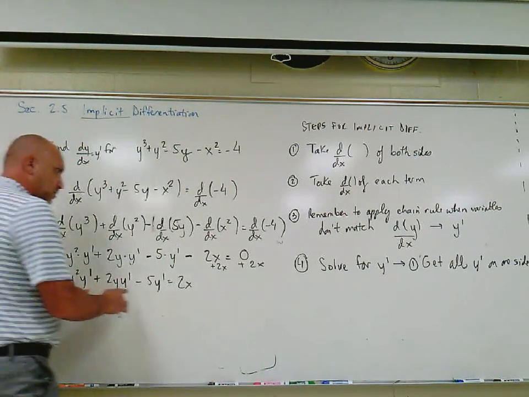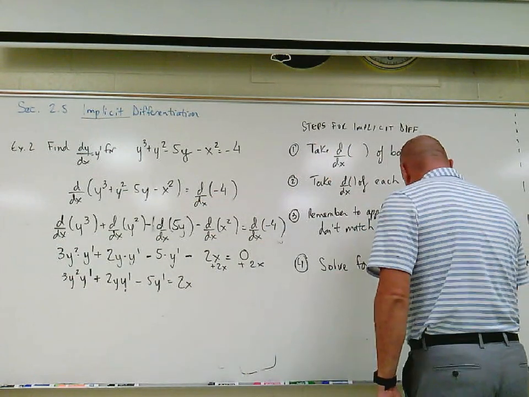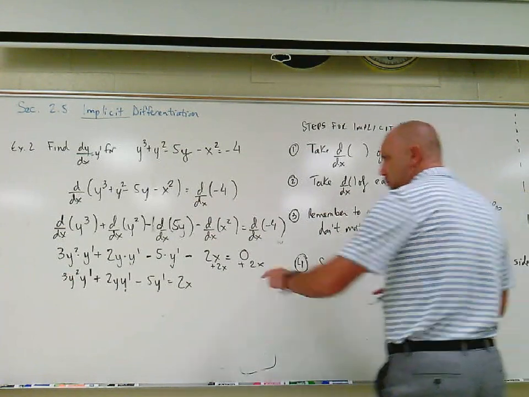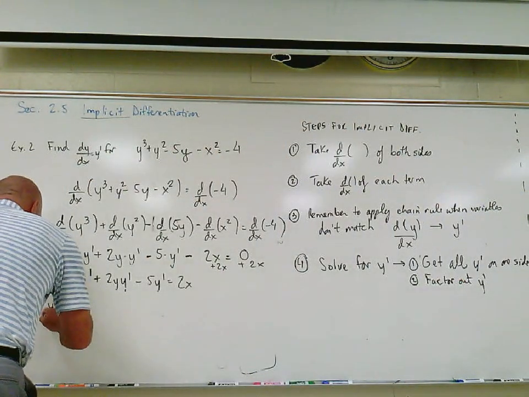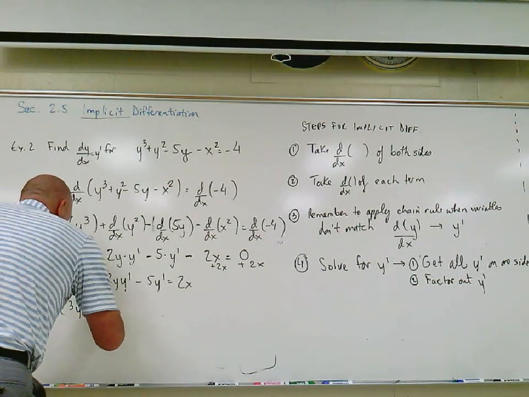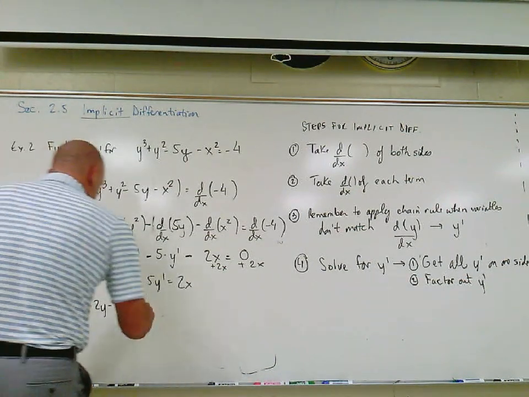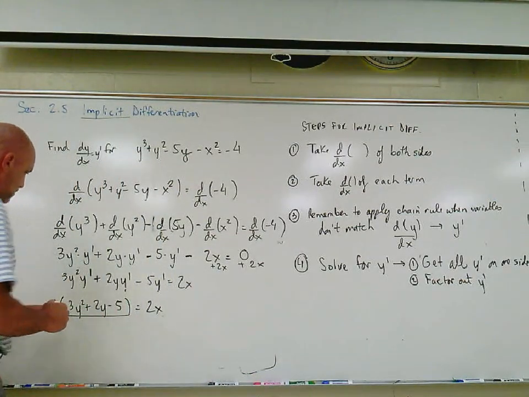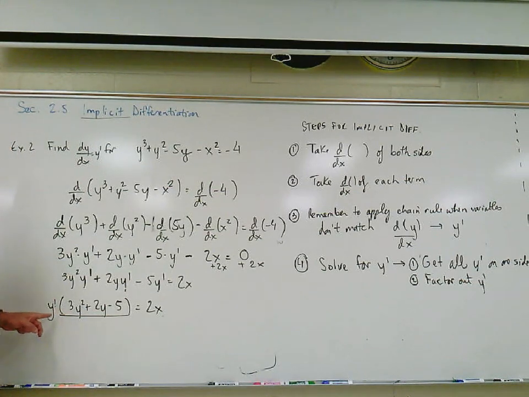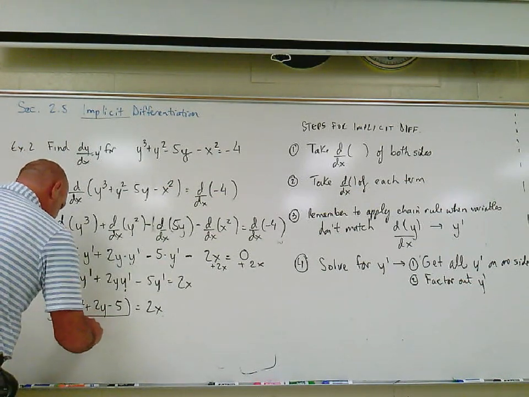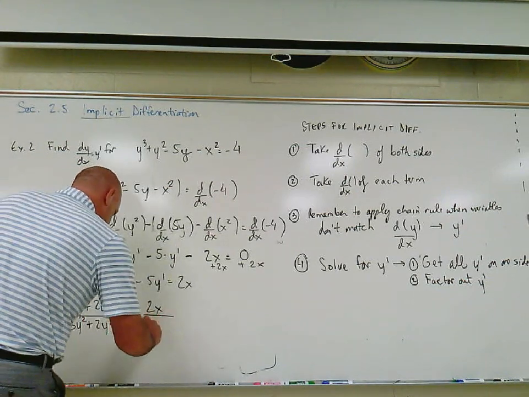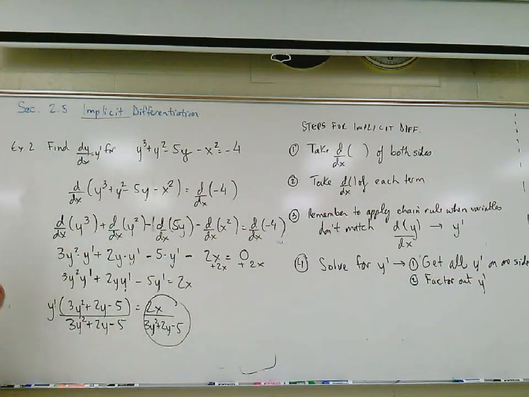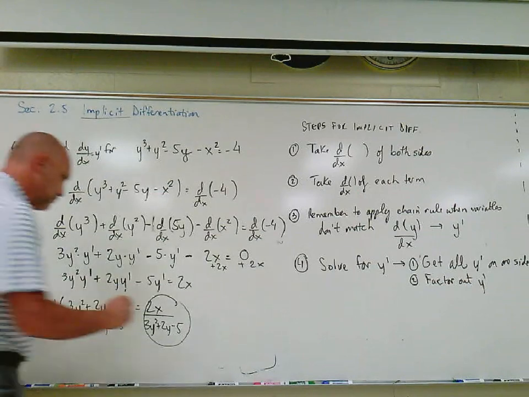So what I'm going to do here, the next step is, once I get all y primes on one side, I can factor out y prime, and those 3 y primes now turn into 1. So I can say 3y squared plus 2y minus 5 times y prime is 2x. And then the last step is now, how do I solve for y prime? Well, I'll have to use division. There's the answer. That's your y prime.